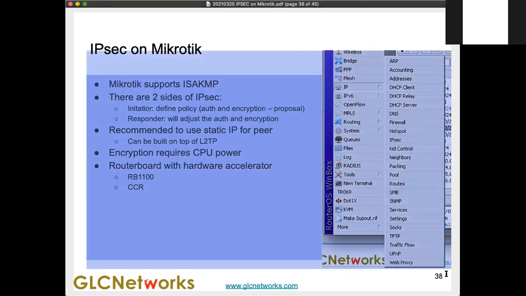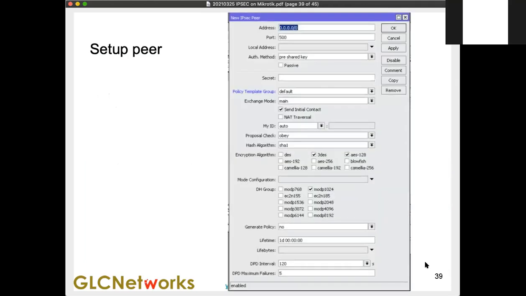What's next? This is how you set up peers. So this is where you set up the address. The address, here's the port, and then here's the local address, and then here's the authentication method, as I said before, right?